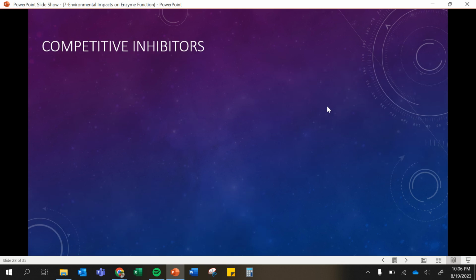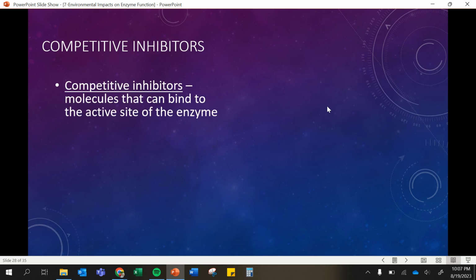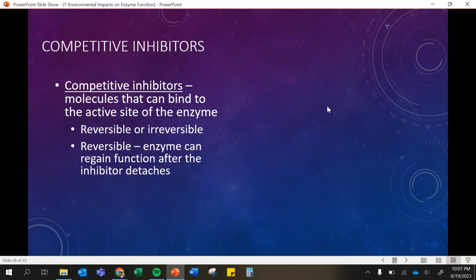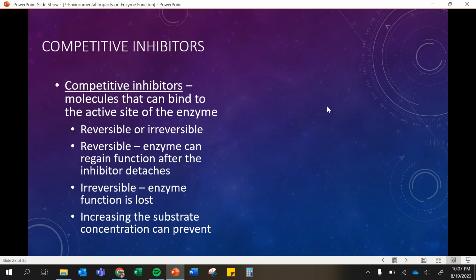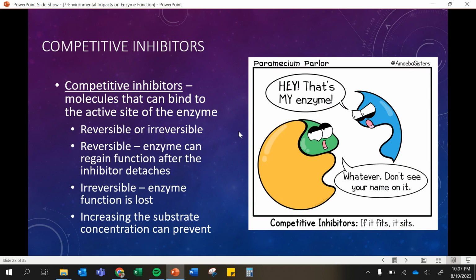There are also inhibitors that can affect the reactions. Competitive inhibitors are molecules that can bind to the active site of the enzyme. They can be reversible or irreversible. If they're reversible, then the enzyme can function normally after the inhibitor leaves. If irreversible, the enzyme function is lost completely. And increasing the substrate can prevent this. So here's an example of a competitive inhibitor. Here's the active site, and notice that this green competitive inhibitor is binding to the active site so that our substrate cannot.